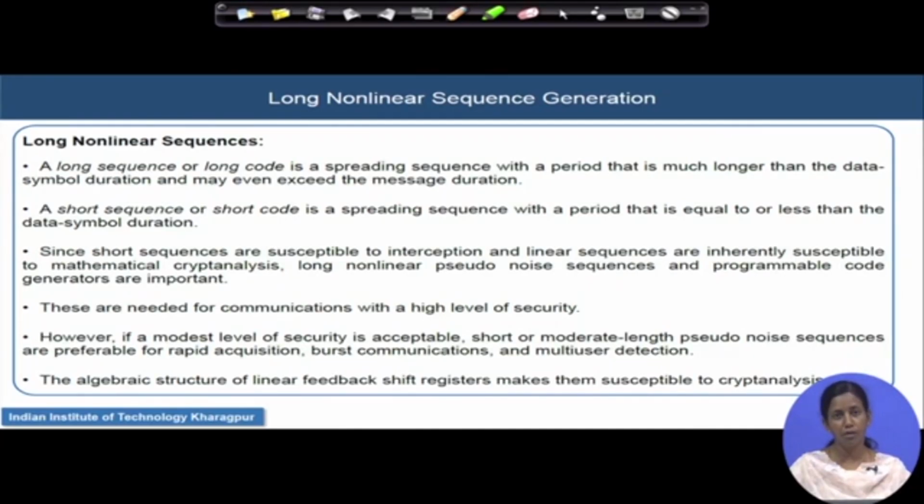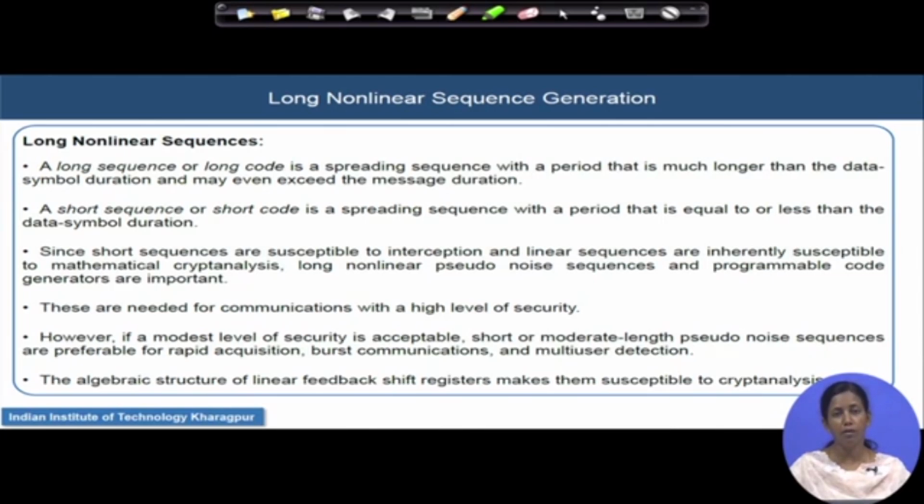And once the code is cracked, and if I get the code, definitely it will be very easy for a jammer to jam the communication system. Now it will also be very easy to extract the information that you are transmitting on air, and also to jam the information so that the intended receiver does not get the actual information. That is the problem of having a short length sequence.